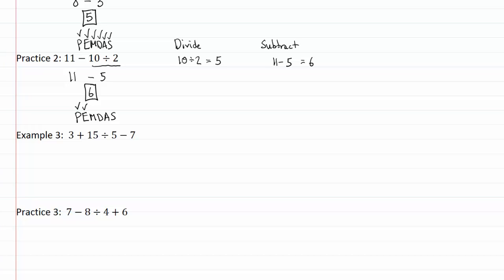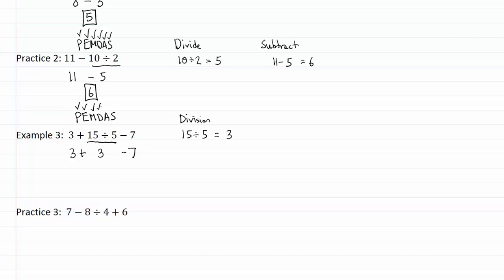Now multiplication and division. So as I'm reading through the problem, I've got 3 plus 15 divided by 5 minus 7. So I've got division right here. So I've got to do this division piece first. So I'm going to divide 15 by 5. 15 divided by 5 is 3. So now my expression would be 3 plus, instead of 15 divided by 5, that became 3, minus 7. So just bringing down the 3 plus and the minus 7, I've got the multiplication and division done.